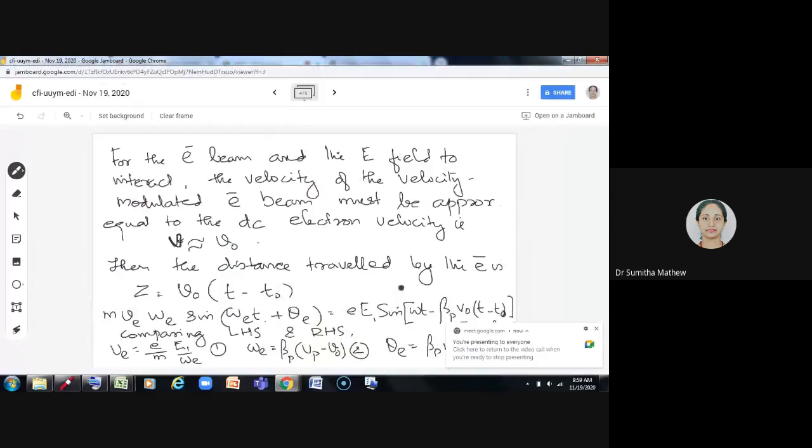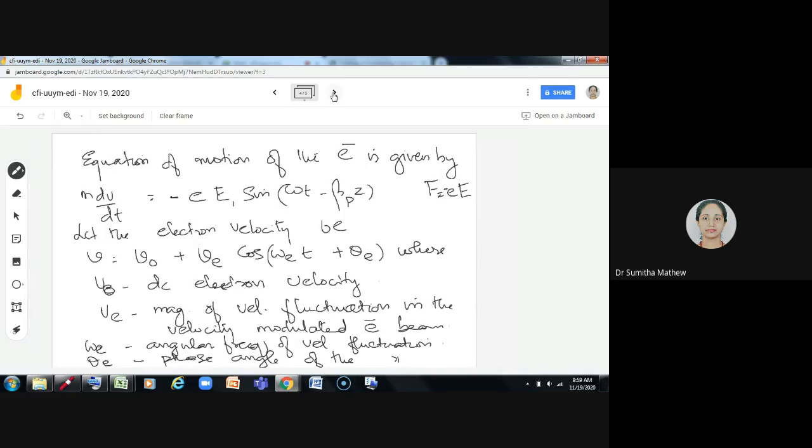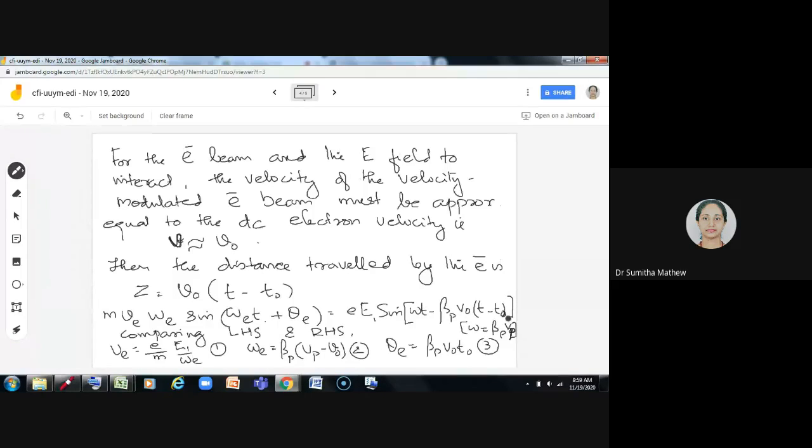Okay, so we'll continue. So taking that dv by dt and putting that component in the equation, instead of dv by dt, we write v_e omega_e into sine(omega_e t plus theta_e). And on the right hand side, it is the same, e into E1 into sine(omega t minus beta_p into z). Instead of z, we write v naught into (t minus t naught). That is the equation.